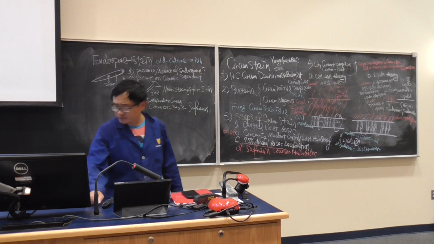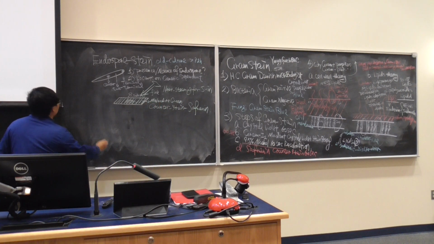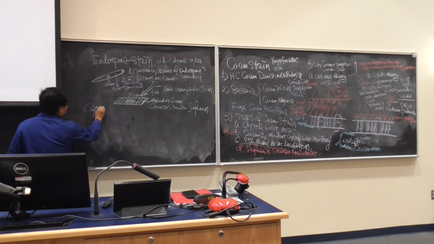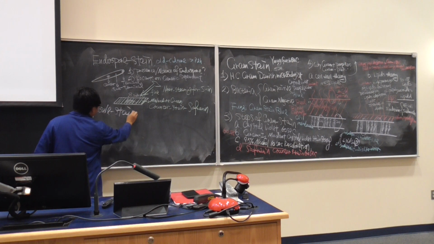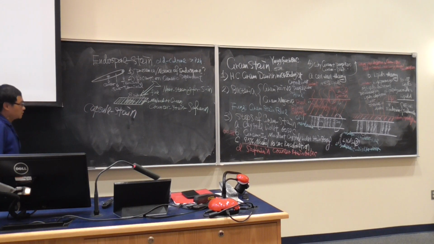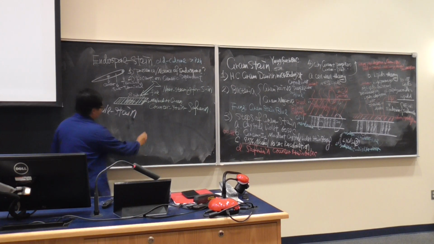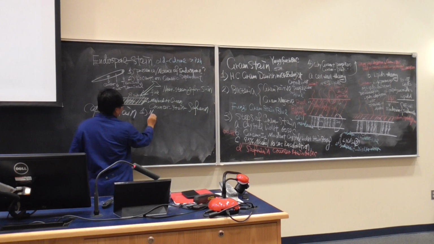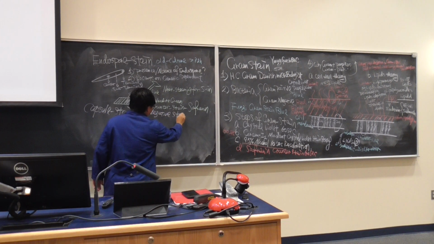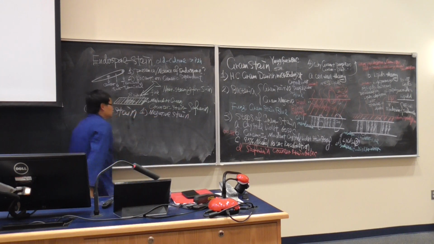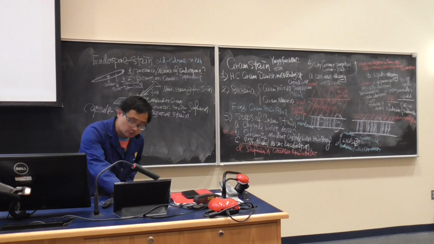Next one is capsule stain. So we want to talk about capsule stain. We'll finish talking about capsule stain, okay, the last one. For capsule stain, there are two methods we can do. Number one is negative stain.